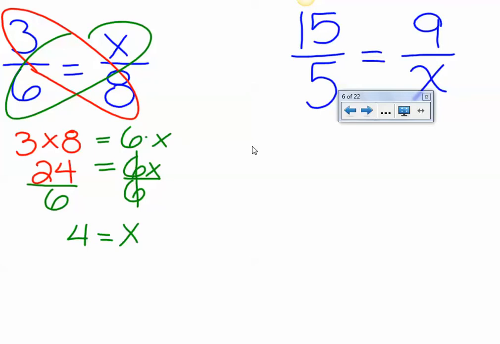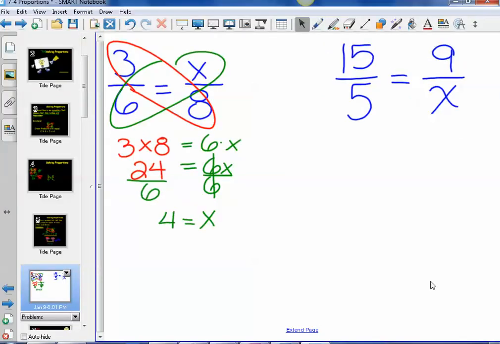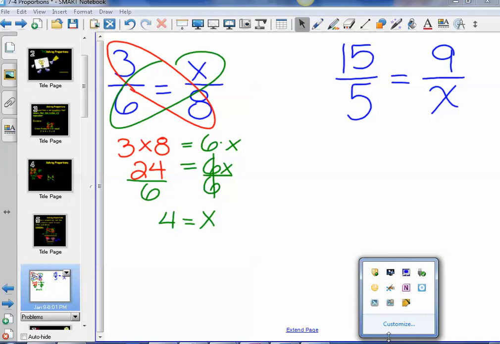What I want you guys to do is now write down 15 over 5 equals 9 over x. And I want you guys to do the best you can to try to solve this one. This is a confusing thing, so we will be going over this in class tomorrow. So if you are confused, don't worry. I'll make it better tomorrow in class and we'll work through it together. But I want you guys to try your best to solve this problem now, and we'll check that in class tomorrow. Hopefully this made a little bit of sense, and we'll work on this more in practice.